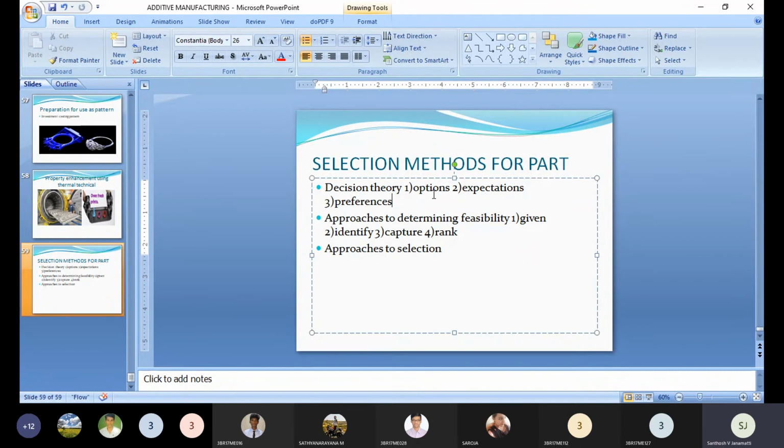Suppose we have 2 to 3 options, which option meets all our expectations? We have to approach all the expectations from the customers, as well as the entire process expectations. That's very important. And these options depend upon the expectations. We look into the expectations. What are the expectations? How can we produce? After that, preferences.